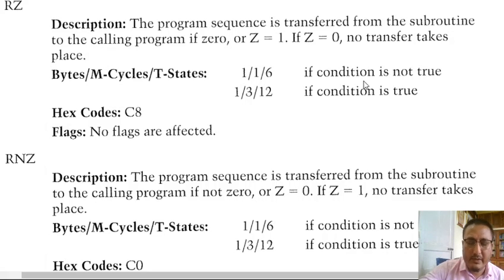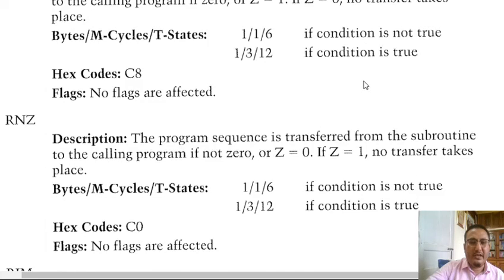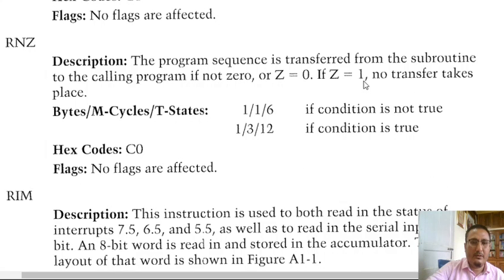Now it requires 1 byte, 1 machine cycle and 6 states if the condition is not true, and it requires 1 byte, 3 machine cycles and 12 states if the condition is true. And the associated hex code is C0 and flags, none of the flags are affected.